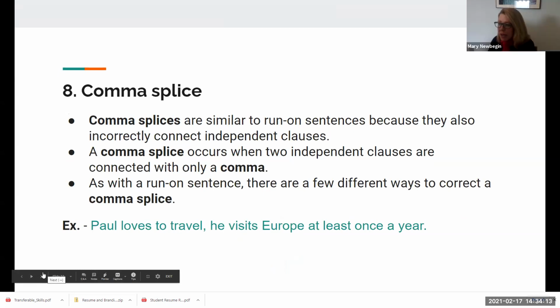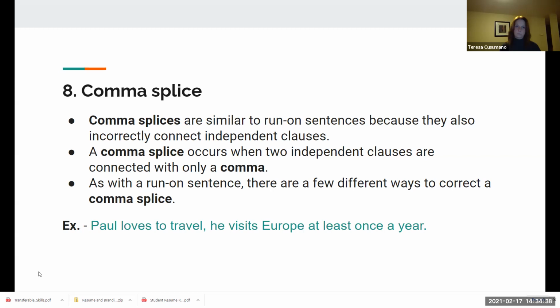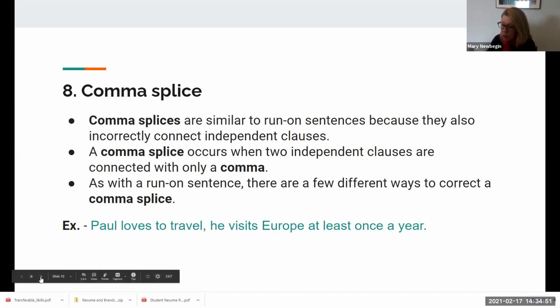All right, rule number 8, comma splice. Going back to slide 3, where we looked at independent clauses, a comma splice, conversely, is when you join 2 independent clauses with a comma. You can't do that. So what's missing there? The conjunction. If we look at the sample sentence, Paul loves to travel. He visits Europe at least once a year. We have an independent clause and an independent clause. What we could have done is put a period there. We could have used a semicolon, or we could have included that conjunction to smoothly connect those 2 independent clauses.